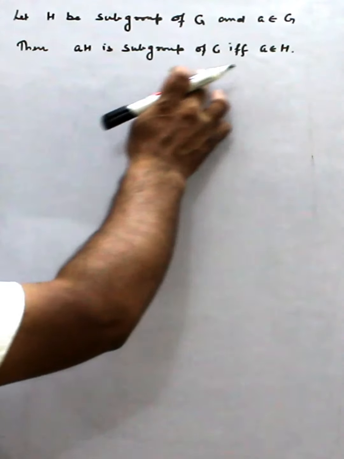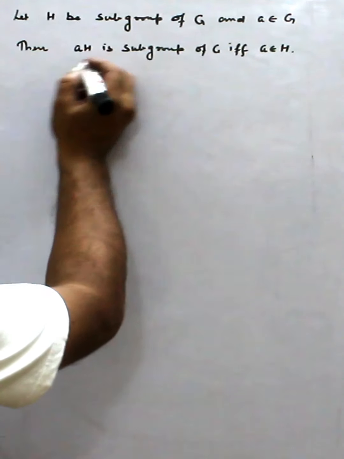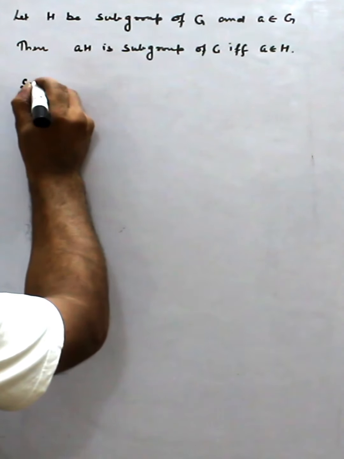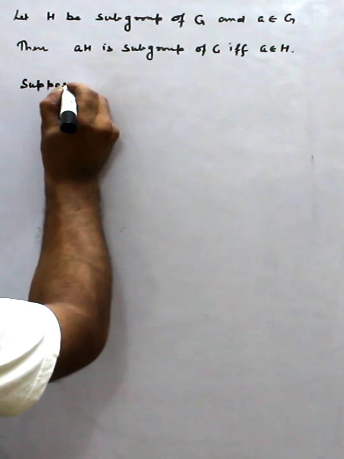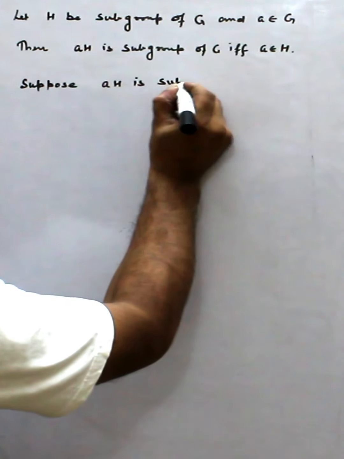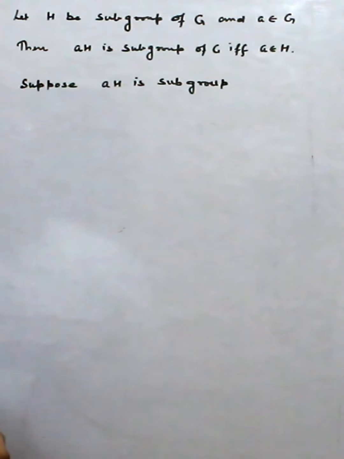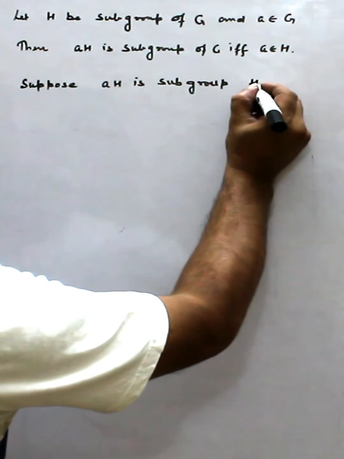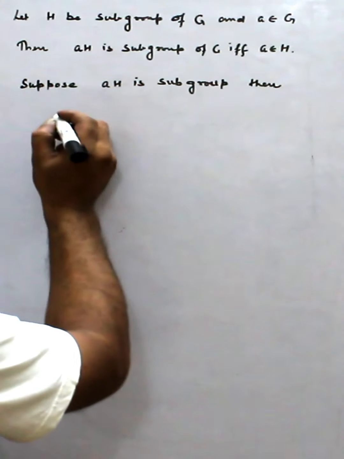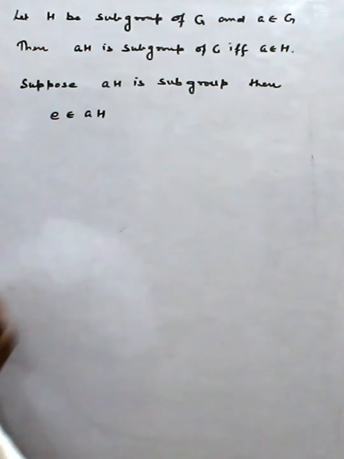If a and A belong to G, then AH is a subgroup of G if and only if A belongs to H. That means, if we suppose AH is a subgroup, then obviously it is a subgroup, the identity belongs to AH, and H is also a subgroup.